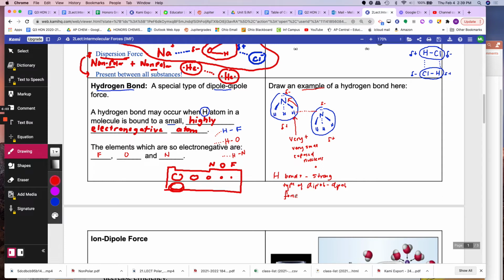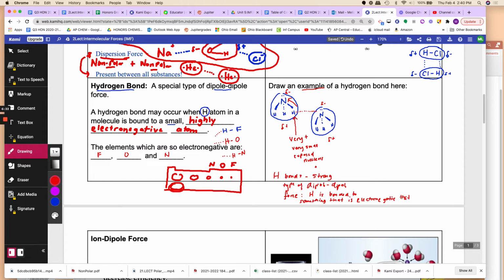and the reason it's so strong is because the H is bonded to a very electronegative atom, to something that is so negative, electronegative, that it pulls electrons away from the H, causing the H to be very, very attractive, and because of all these reasons.